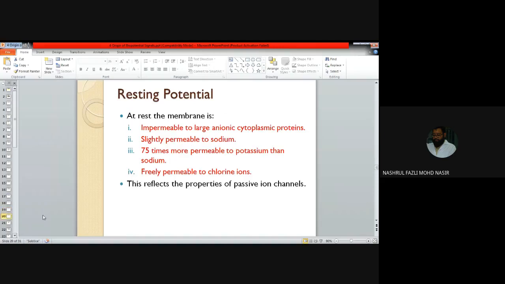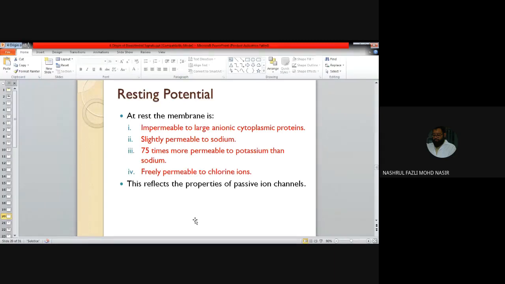Okay. At rest, the membrane is impermeable to, it tells you the state of the membrane. At rest, the membrane is impermeable to large anionic cytoplasmic protein. So it should be, in Malay called kebal lah kan. It should be impermeable. It cannot be penetrated. So to make it easy to remember, no proteins lah.